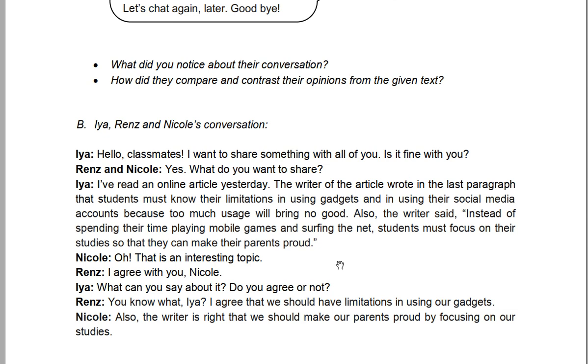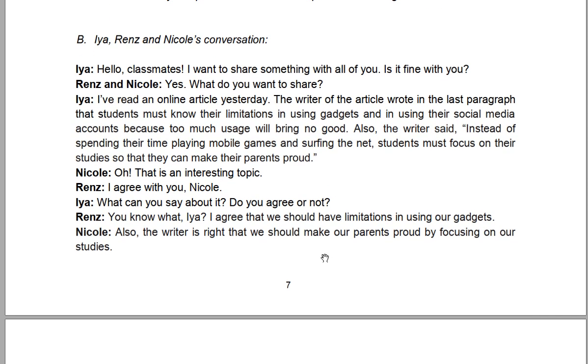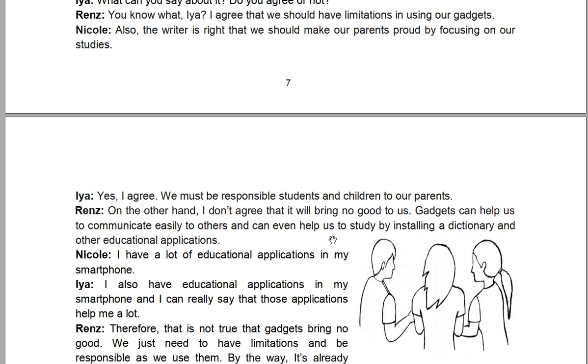Oh, that is an interesting topic. I agree with you, Nicole. Well, what can you say about it? Do you agree or not? You know what, Ia? I agree that we should have limitations in using our gadgets. Also, the writer is right that we should make our parents proud by focusing on our studies. Also, yes, I agree. We must be responsible students and children to our parents.